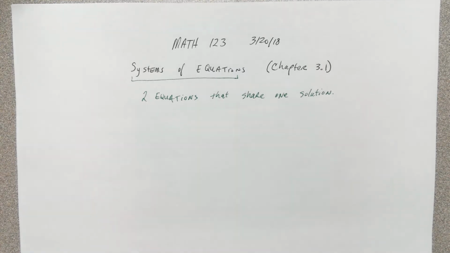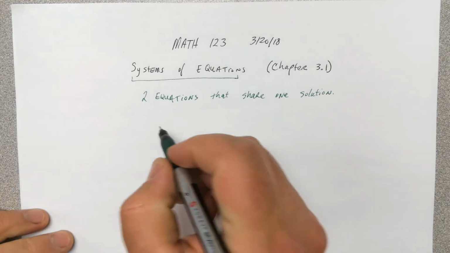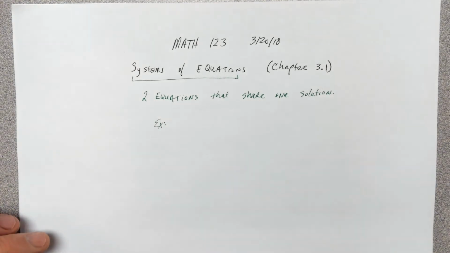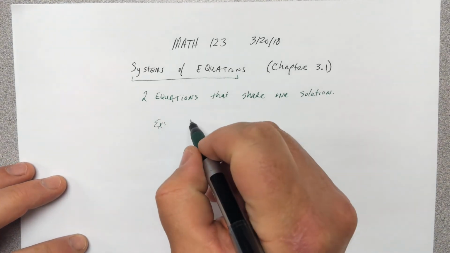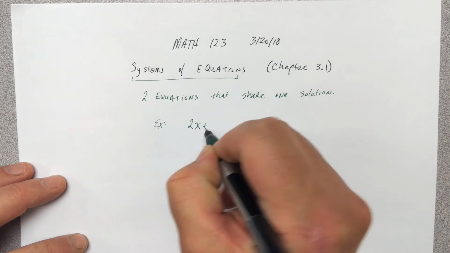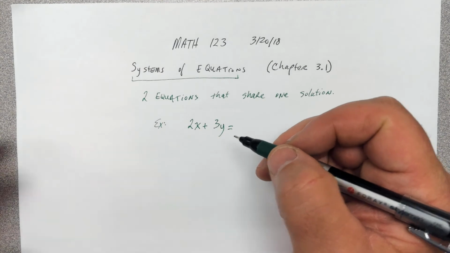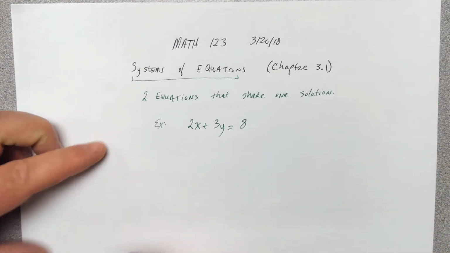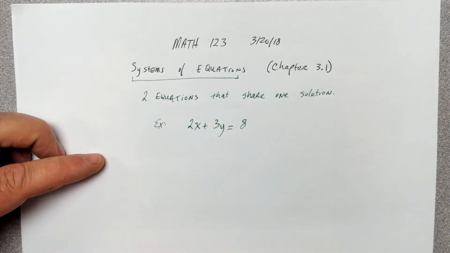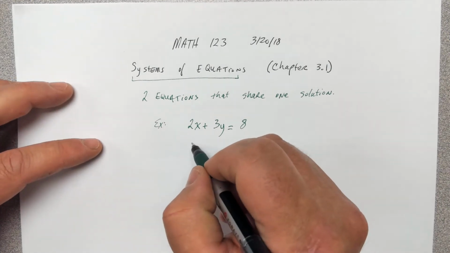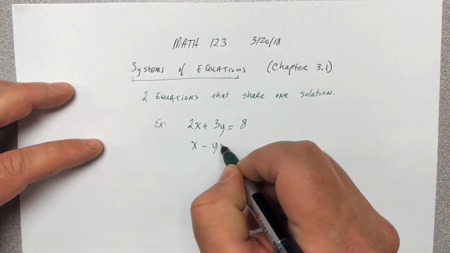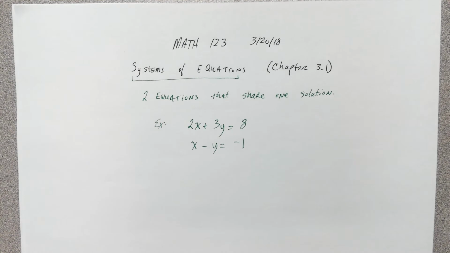So, like for example, let me give you an example. Let's say we had 2 times x plus 3 times y equals, I don't know, 8, right? And then we had x minus y equals -1.